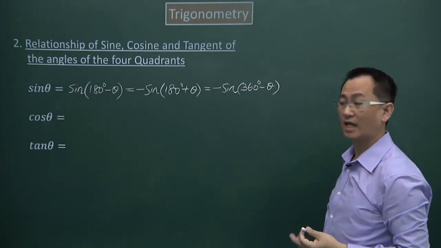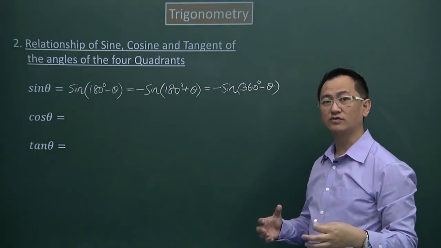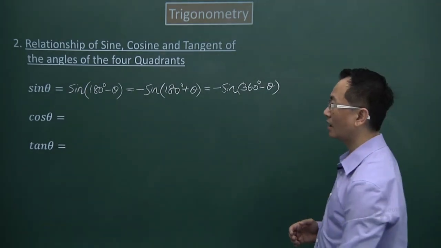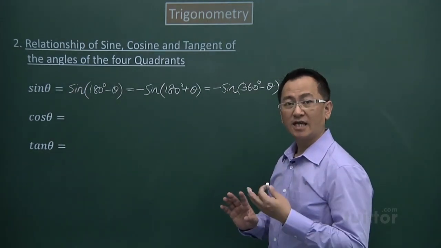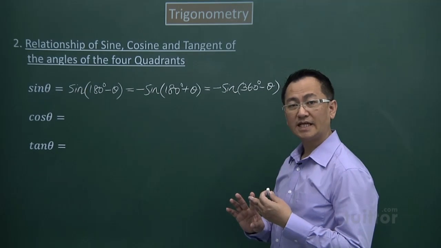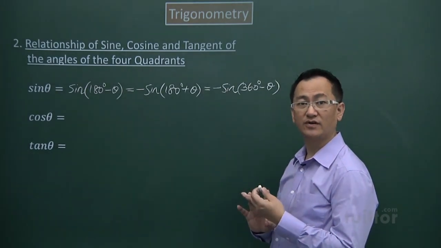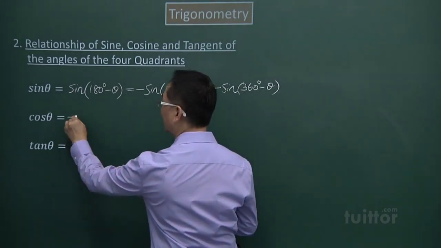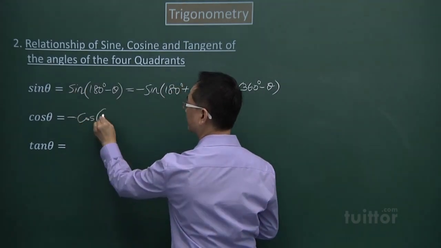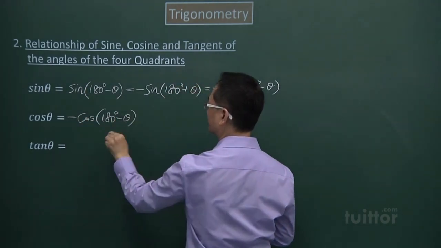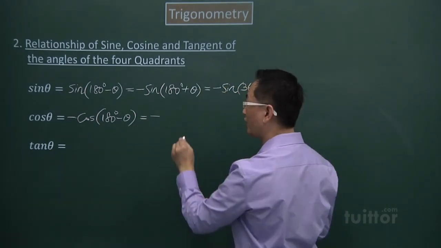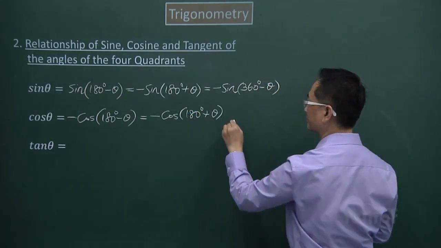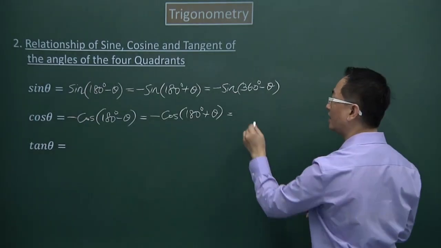Okay, let's try to recall what you have been taught in the previous slide. Think the four quadrants. Cos is positive in the first quadrant, negative in the second, negative in the third, and positive in the fourth. So, negative in the second, negative in the third, and then positive in the fourth.